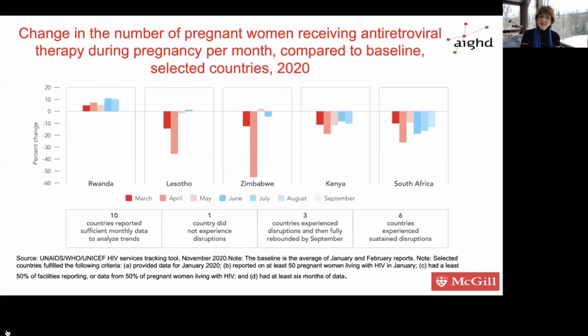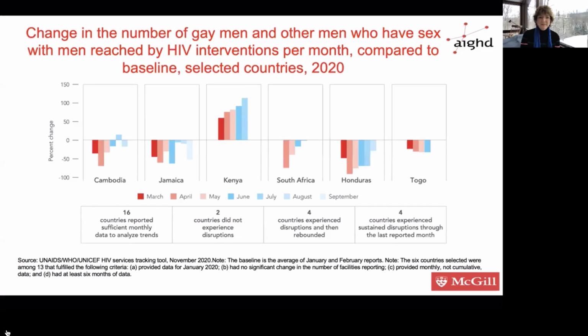And you can see Rwanda has gotten through unscathed so far. If we look at the change in the number of pregnant women receiving antiretroviral therapy during pregnancy per month compared to the baseline, we see 10 countries reported data and 6 of them experienced sustained disruptions, with again Rwanda being able to do reasonably well. If we look at the changes in the number of gay men and other men who have sex with men that were reached by HIV interventions during the previous month compared to baseline, we have 16 countries reporting, 4 of them with sustained disruptions. And you can see Kenya is the country that has been able to not experience disruptions.